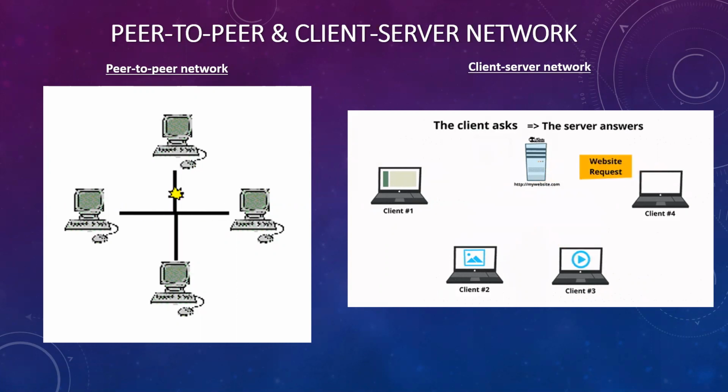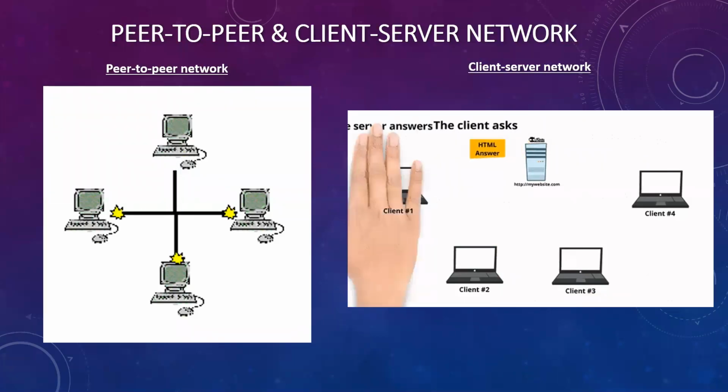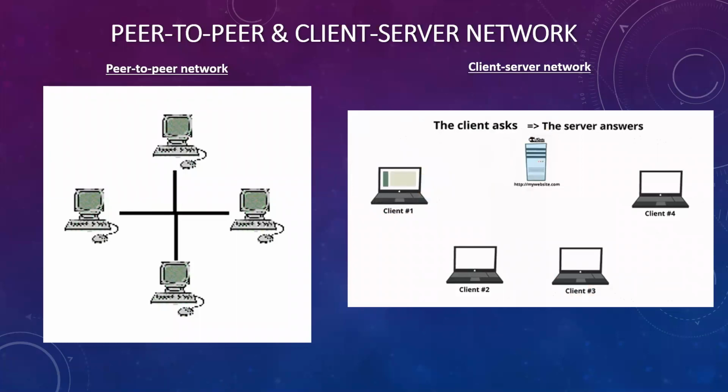So actually, there are two types of network. One is peer-to-peer network, and the other is client-server network. So we are watching the first image, which is the peer-to-peer network. Peer-to-peer network means here all of the computers are connected to each other, but they have no server. All computers are servers, all computers are clients.